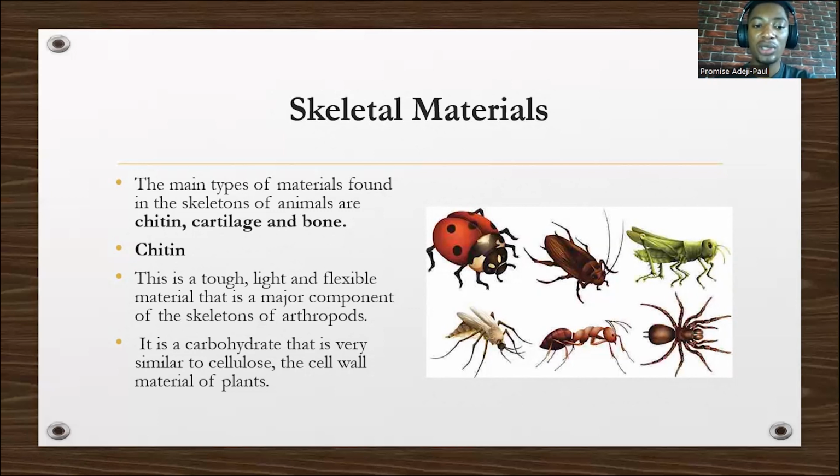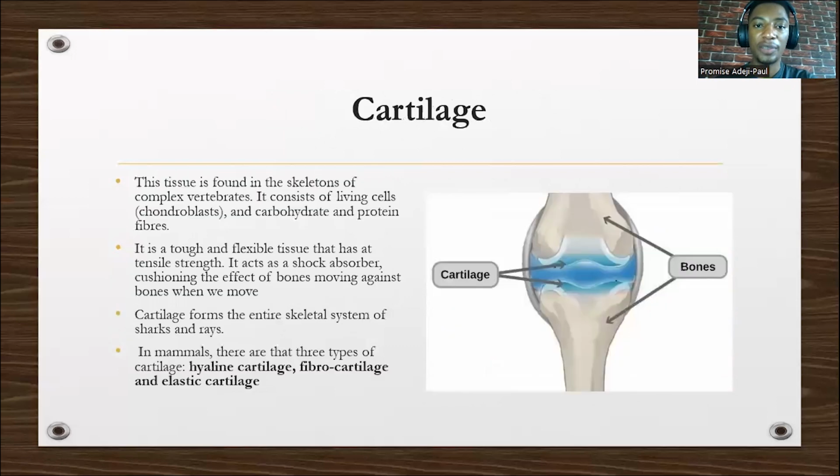It's a carbohydrate product that is very similar to cellulose. I don't know if we talked about cellulose and the cell wall when we talked about the plant cell. This chitin is very similar to cellulose, and cellulose is a component of the cell wall of plants.